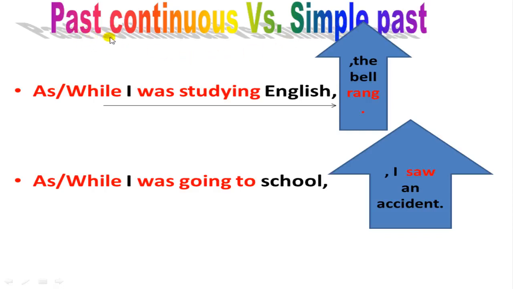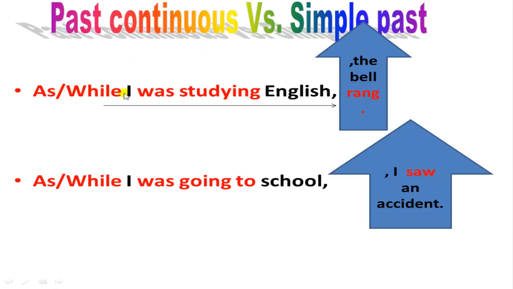So what is the difference between both of them? Here, I was watching television. It means I was watching television for a long time. But I watched TV. It means I watched TV for a short time or just watched TV as usual. But when I say yesterday I was watching TV, it means I was watching TV for 5-6 hours.